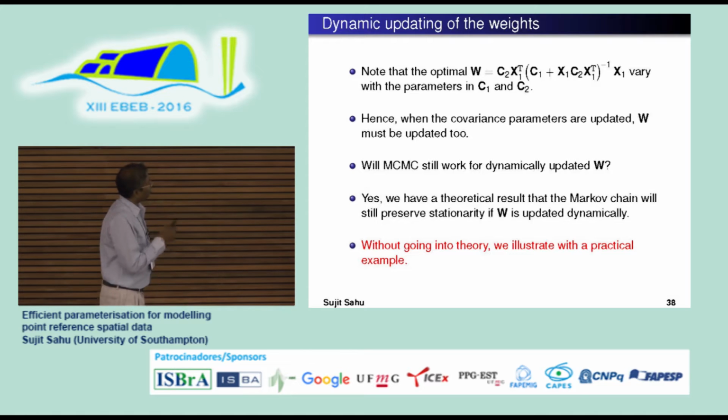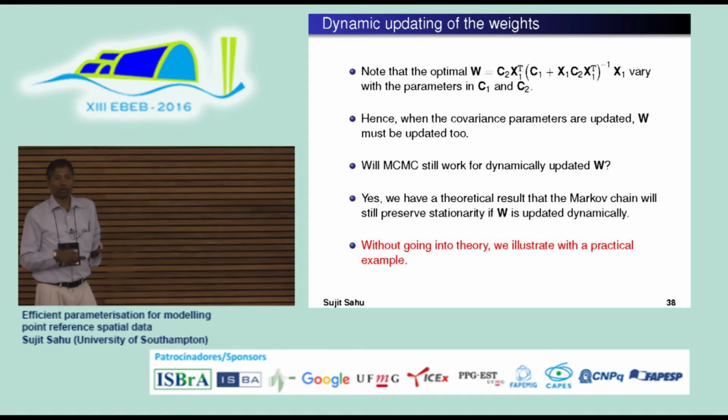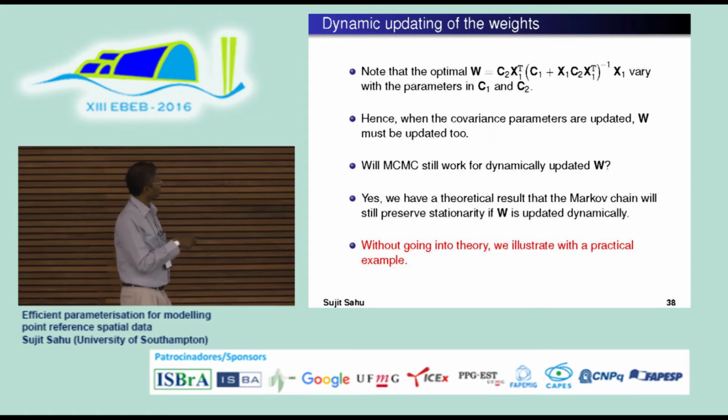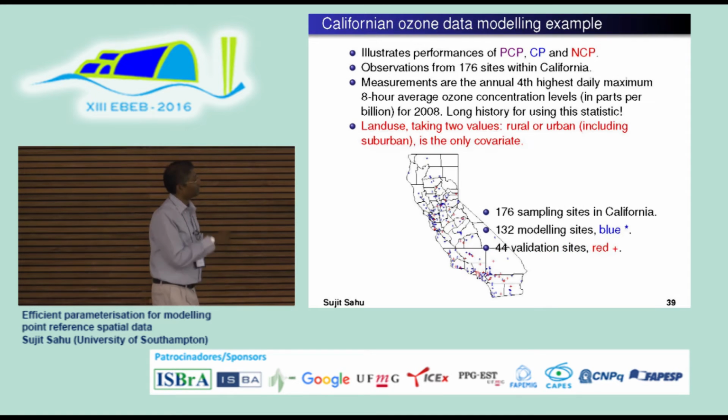Now, a little bit about the dynamic updating. The optimal W, this ugly formula, varies with the parameters in C1 and C2. Hence, when the covariance parameters are updated, W must be updated too. Will MCMC still work for dynamically updated W? Yes, we have a theoretical result that the Markov chain will still preserve stationarity if W is updated, and without going into theory, we illustrate with a practical example.